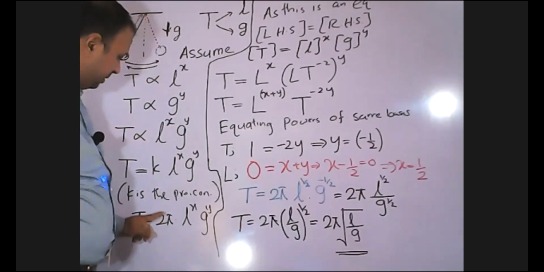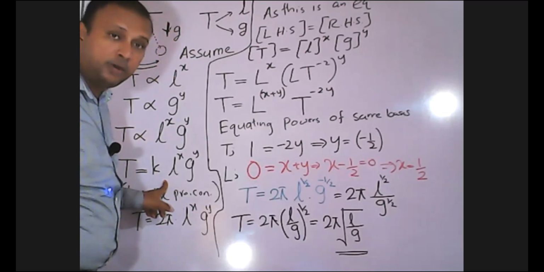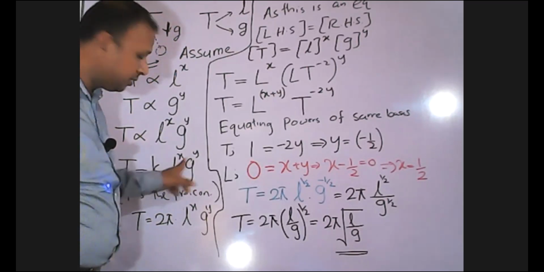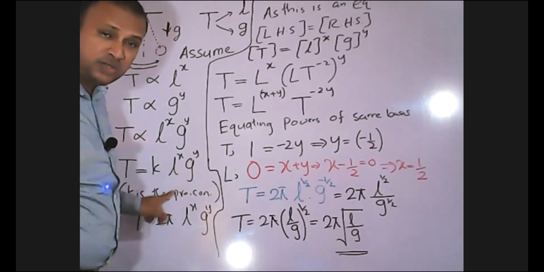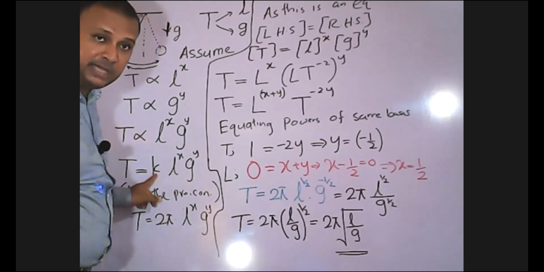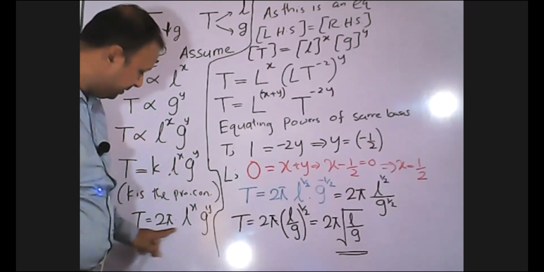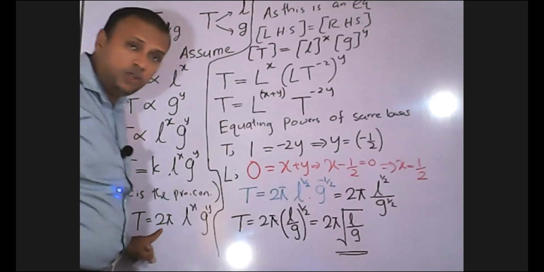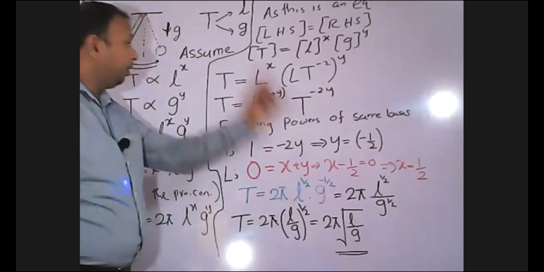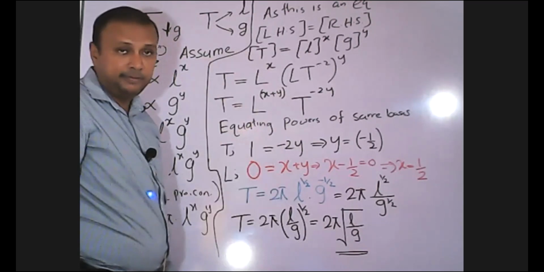In here, there are some unknown quantities. One is the proportional constant, and the other is the powers. The proportional constant is given, so you can modify this assumed equation like this. Then you have to find these powers only. For that, you have to apply the dimensional analysis method.